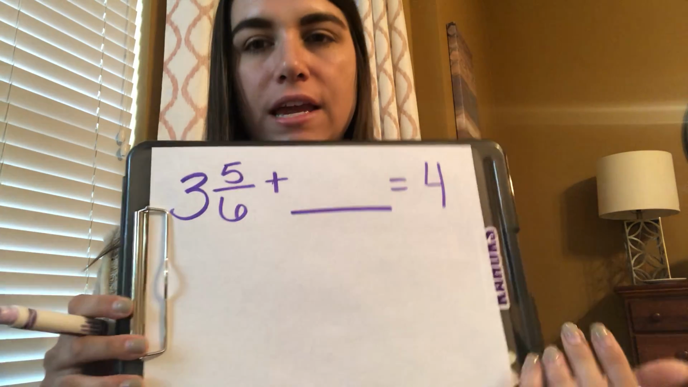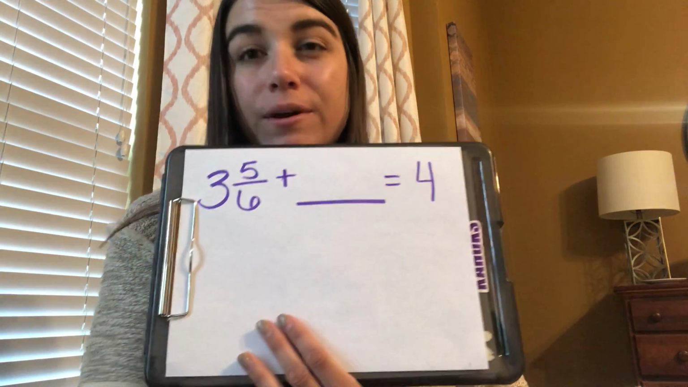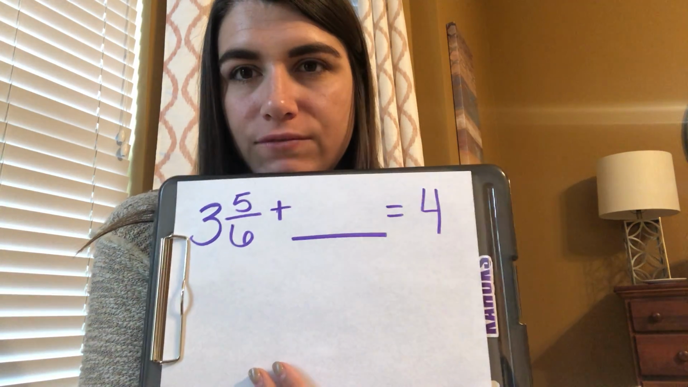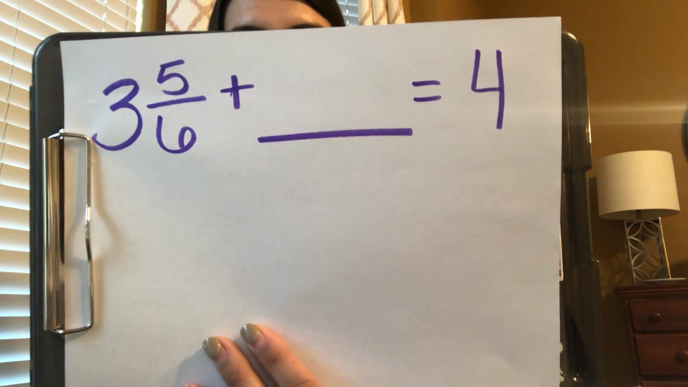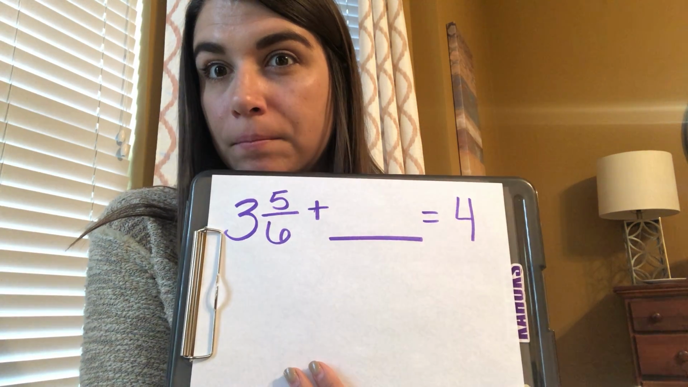All right, and the last one's just a fun bonus for you to see if you can figure this little problem out. So I have 3 5/6 plus something is going to give me 4. So I want you to try it out. Try it on your own and see if you can figure this one out. What plus 3 5/6 is going to give you the whole number 4?